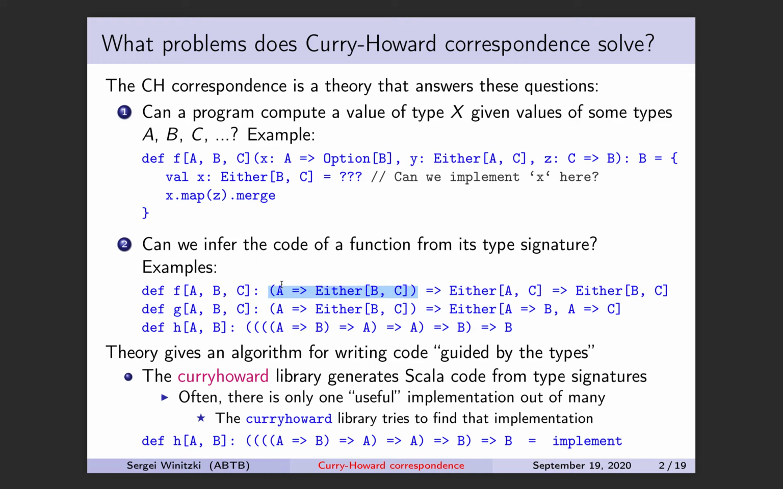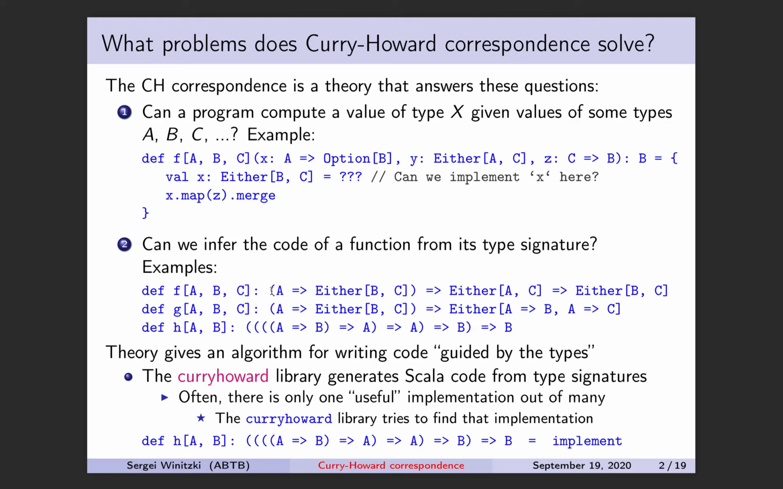One example is this: from A to Either B C, I also have Either A C, can I get Either B C? Or from A to Either B C, I get Either of A to B, A to C. Well, these examples may appear to be quite artificial, especially this one. Just some complicated higher-order function. But imagine that in your business logic you have something like this. It can happen. So the theory of the Curry-Howard correspondence gives an algorithm for answering these questions.